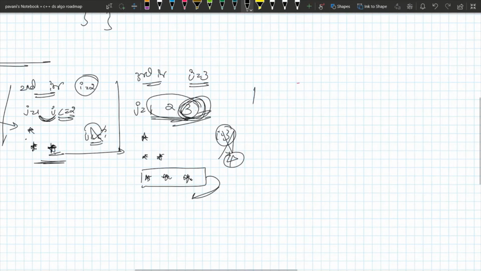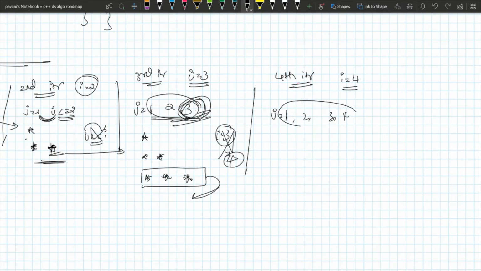But in the fourth iteration, i value is 4, j goes 1, 2, 3, 4. These 4 are possible values for j to hold the condition j less than or equal to i. To hold this condition, these are the possible values for j. And now this is the previous output I'm printing here.